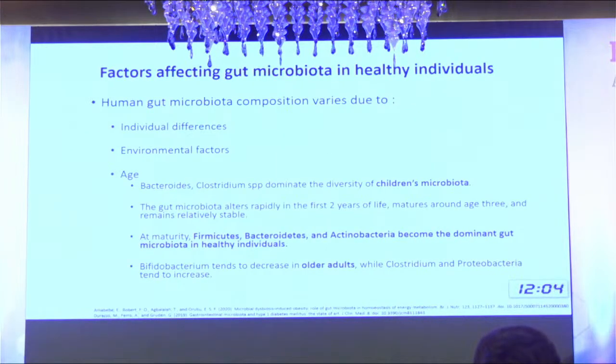Now, what are the factors affecting gut microbiota in healthy individuals? The human gut microbiota composition varies because of eating habits, individual differences, and age. By the age of 3, your gut microbiota becomes stable, and at maturity, Firmicutes, Bacteroidetes, and Actinobacteria become the dominant gut microbiota in healthy individuals. Bifidobacterium tends to decrease in older adults, while Clostridium tends to increase.